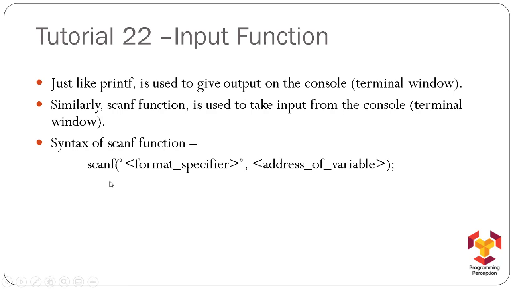Now you can clearly see in the scanf there are two sections. The first section is the format specifier and the second section is the address of the variable. These sections are separated by a comma. Now, format specifiers we have already seen in our previous tutorial, and we will use the same format specifiers over here depending upon the data type of the variables that we are going to use. But here take care that we are going to use the address of the variable. Now what does it mean, the address of a variable? Let me explain that with the help of an example.